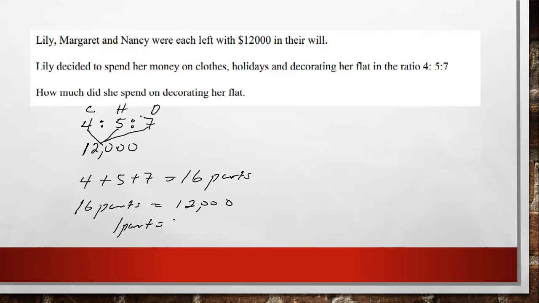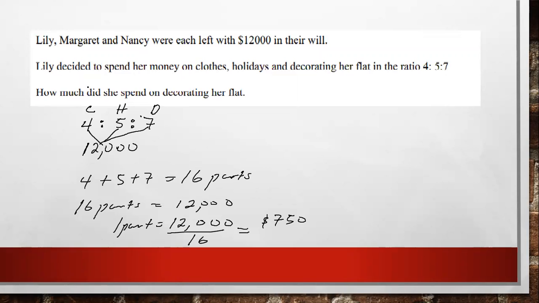Divide. So we say 12,000 divided by how many parts here? 16. Now, anybody have a calculator? Can you help me? What is 12,000 divided by 16? 750. So every one part represents 750.